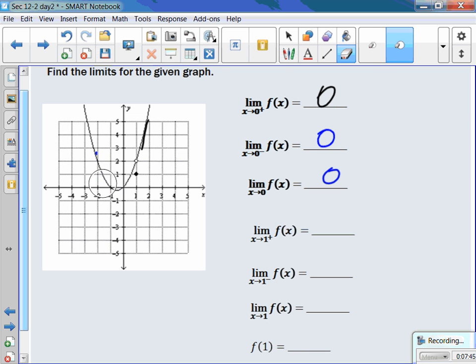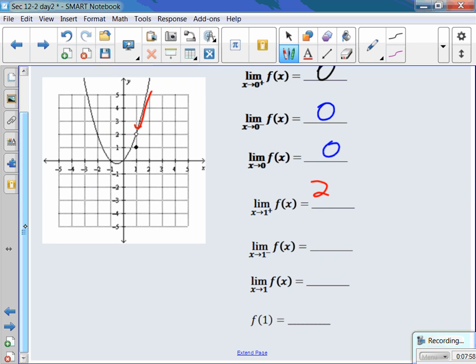As x approaches 1 from the right, so as I get closer to the value of x equaling 1, and from the left, 3, 7, still 2. So from the left or from the right, exactly. It looks like I'm approaching the value of y equaling 2, right?